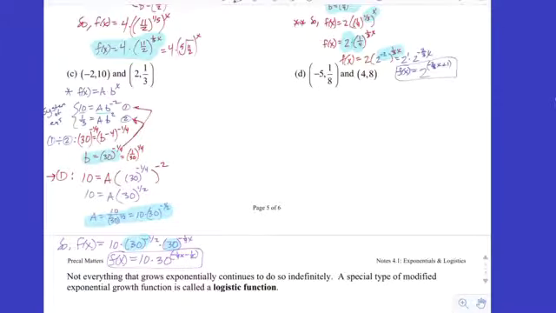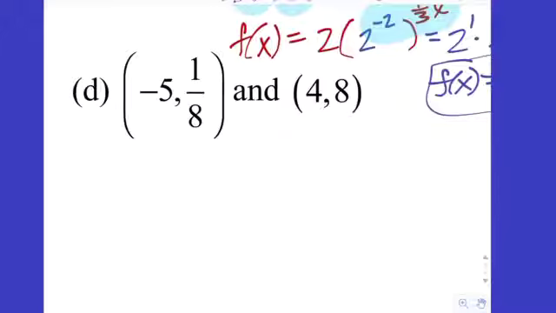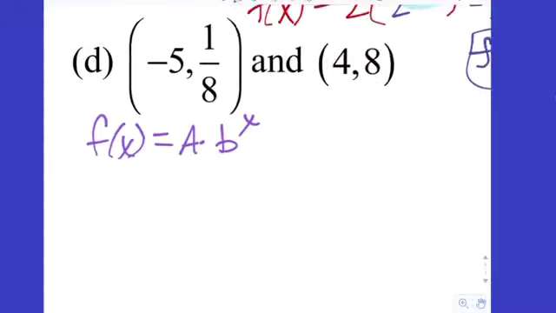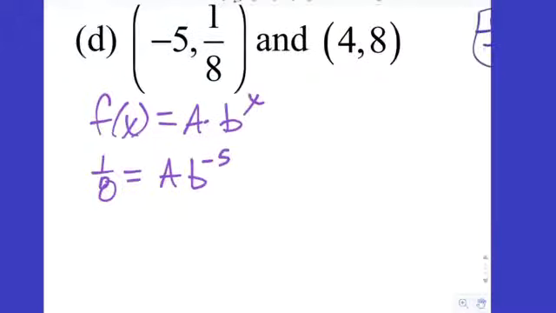Let's finish up with this one here. Negative 5, 1/8 and 4, 8. We've got 5 minutes. If we do it together, we'll have time, and then you can go practice in the worksheet. I would practice these sometime today as soon as you get a chance to reinforce what we're doing. So again, we're starting with our form, f of x equals a times b to the x. Just plugging in, we get 1/8 equals ab to the negative 5th, and we get 8 equals ab to the 4th.